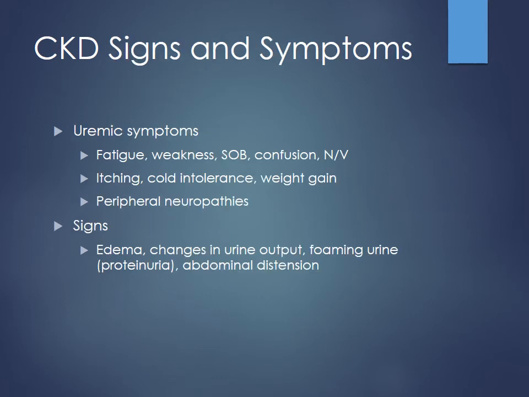So some of the things you might see with a patient with chronic kidney disease, obviously if they're having the uremic symptoms, are going to be just looking real puny, fatigue, weakness, shortness of breath. You may be seeing things like weight gain related to fluid overload, and peripheral neuropathies can start to develop as well. And then looking at things like changing urine output can help you guide to see whether or not this is a new change for them. Foaming of the urine, which is a good sign of proteinuria, and abdominal distension as well, just so they maintain or hold on to more fluid.